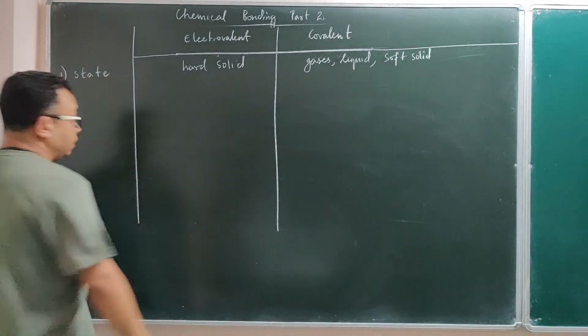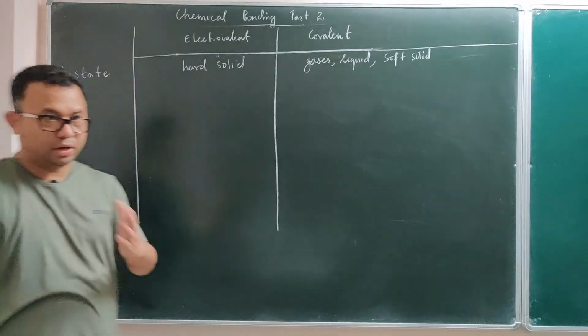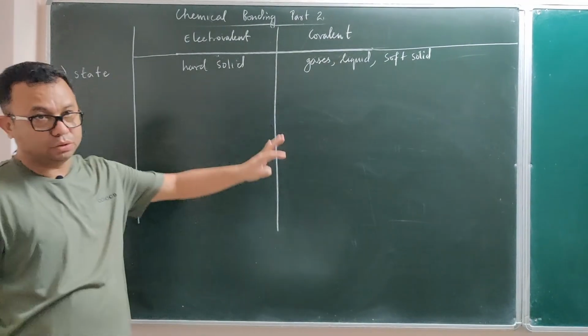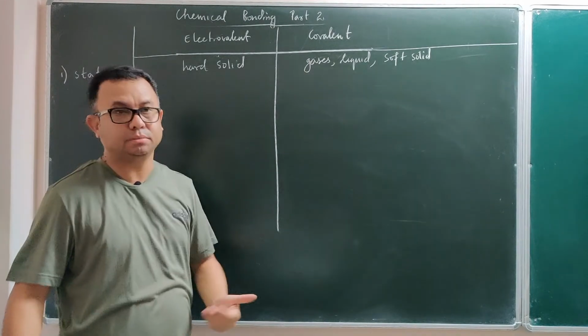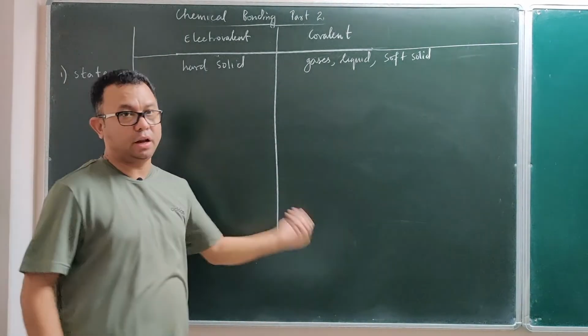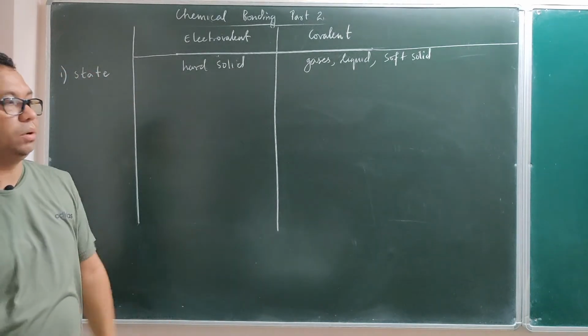So if you are comparing electrovalent and covalent, we are discussing two things at a time: the difference between the two and also their properties. I am in fact taking the properties, but at the same time if you are asked to write the difference between electrovalent and covalent, you can go about it this way.